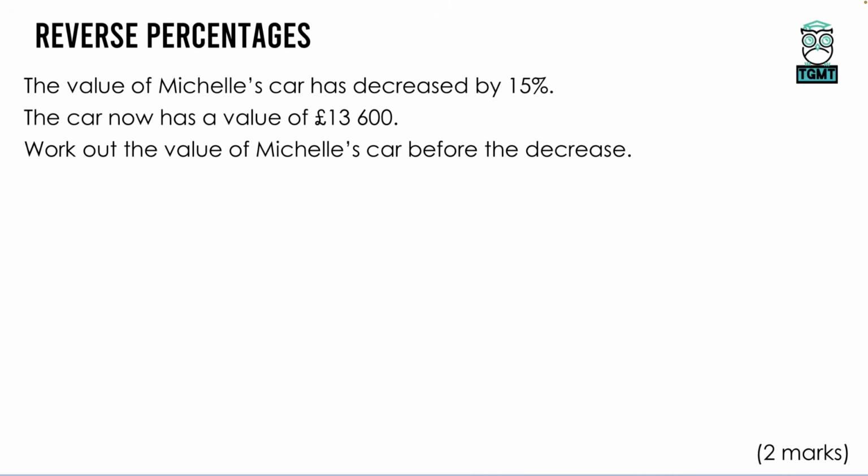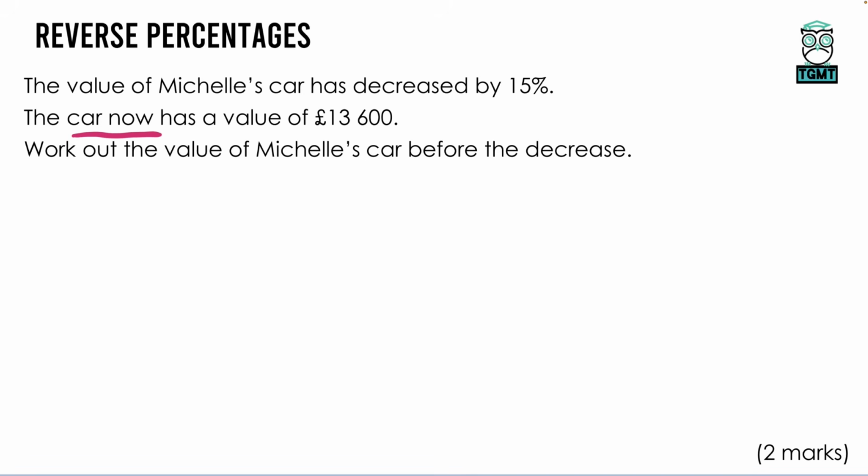Okay, so in this question, we are looking at a reverse percentage. It says here the value of Michelle's car had decreased by 15%. The car now has a value of 13,600. Work out the value of Michelle's car before the decrease. There's a lot of language here that gives you the hint that it is a reverse percentage because we're given the value after the decrease and it wants it before the decrease.